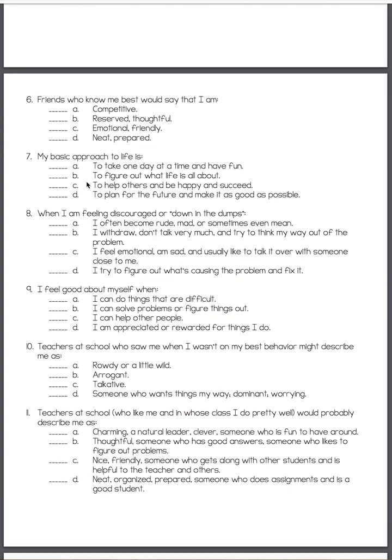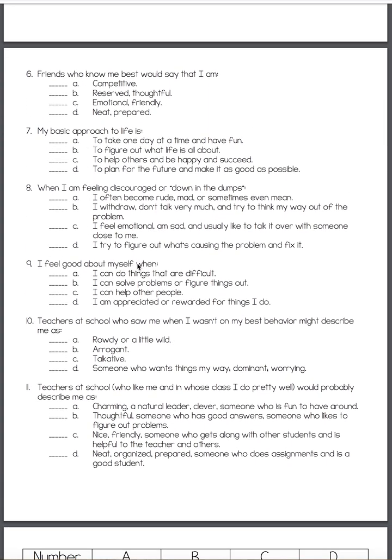3 more. All right. I feel good about myself when A, I can do things that are difficult. B, I can solve problems or figure things out. C, I can help other people. D, I am appreciated or rewarded for things I do. I feel good about myself when A, B, C, or D. Which of these is most like you? Which is least like you?